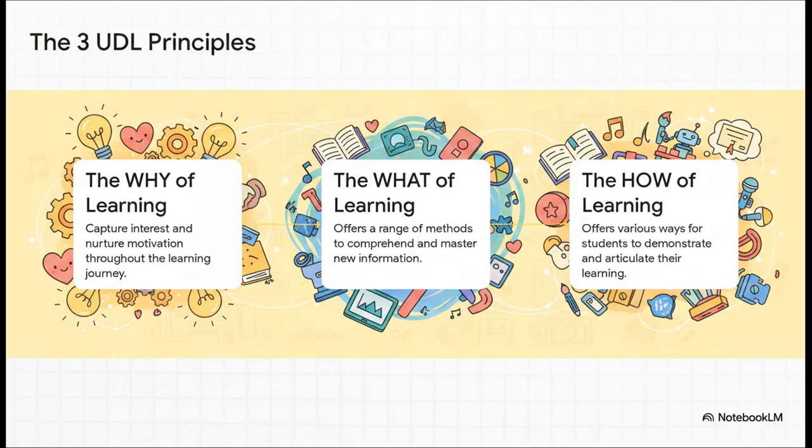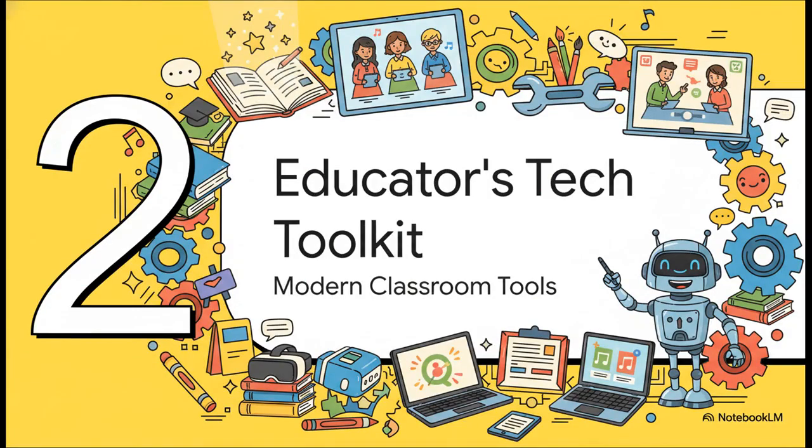UDL really boils down to three core ideas. First, the why. That's all about engagement, getting students excited and invested. Then there's the what, how you present the information. You don't just give them a textbook, you give them a video, a podcast, an article, options. And finally, the how. This is about letting students show what they know in different ways. Maybe they write an essay, or maybe they build an interactive timeline, or record a short presentation. It's all about choice.